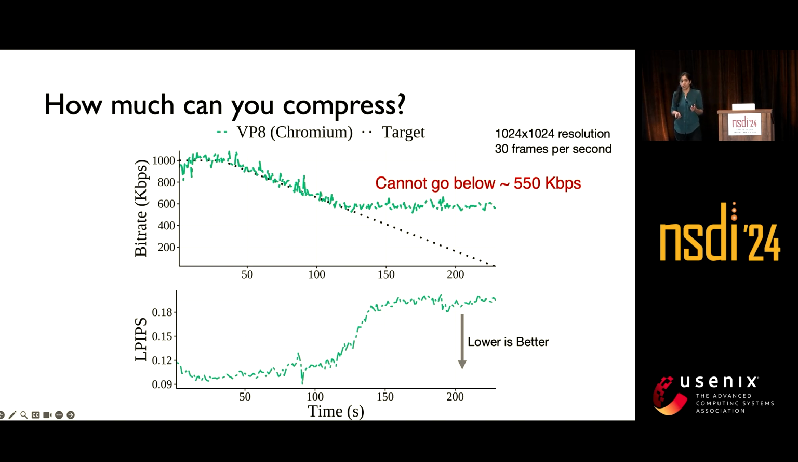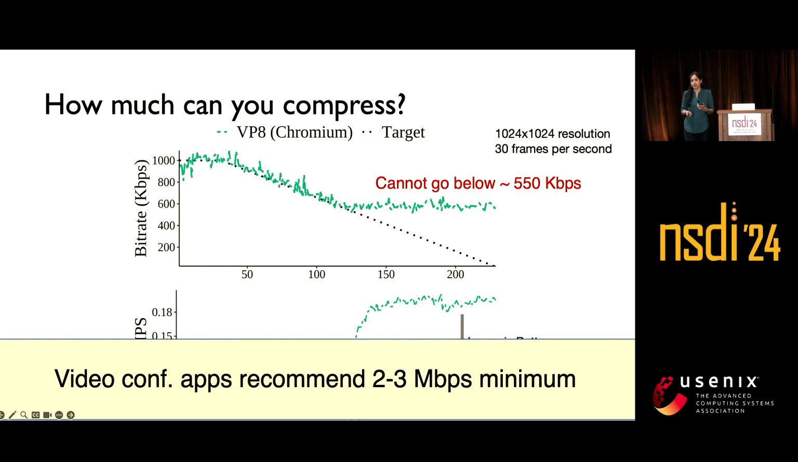But the larger point here is that these classical codecs rely on search-based algorithms that look at every block of the current video frame and compare it to every other block of the previous frame. And these search-based techniques are fundamentally limited in real-time settings in how much they can be optimized or how much compression they can achieve. And this is consistent with the fact that most video conferencing applications recommend about 2 to 3 megabits per second minimum for reliable video calling. So this is the recommendation.